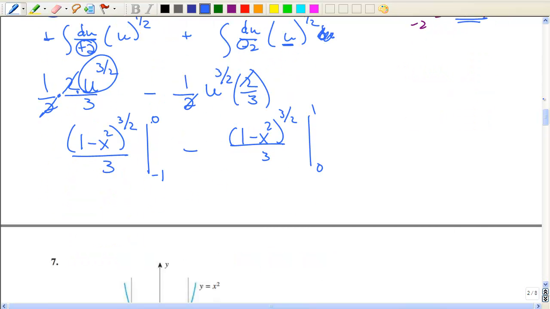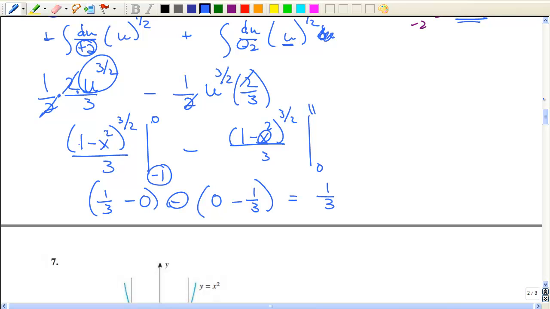If I plug in 0 here, I'm going to have 1 minus 0, which is 1, so that's going to be 1/3. Minus, when I plug in negative 1, negative 1 squared is 1. 1 minus 1, that's going to be 0. Now when I plug in 1 on this account, 1 squared is going to be 1. 1 minus 1 is 0. And then when I plug in 0, just like on the other one, I'm going to get 1/3. You're not going to get a negative answer because this negative with that negative makes positive, and we have an answer of 2/3. Now that's one way to work this problem.